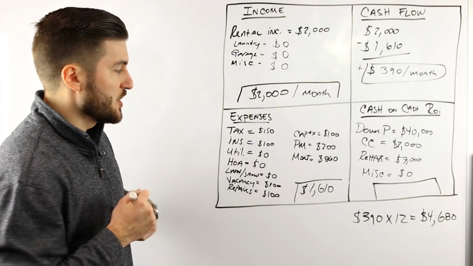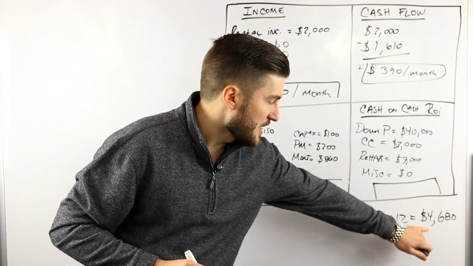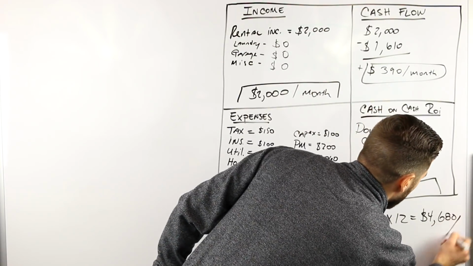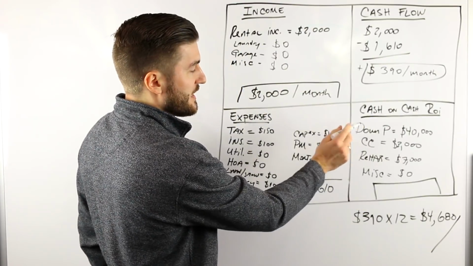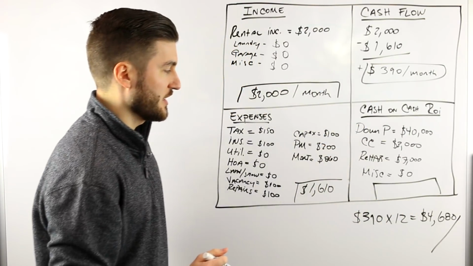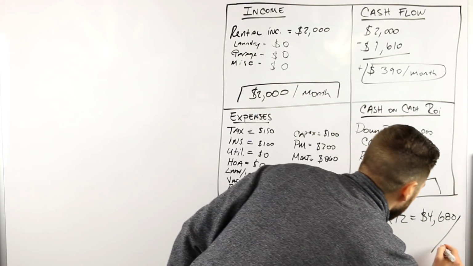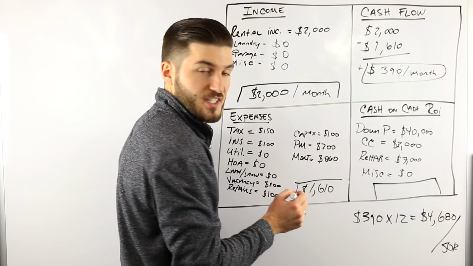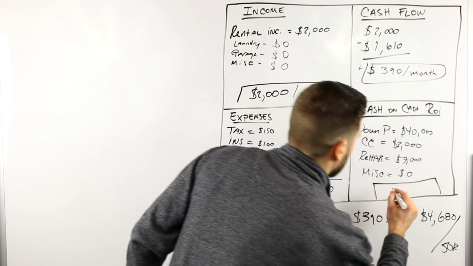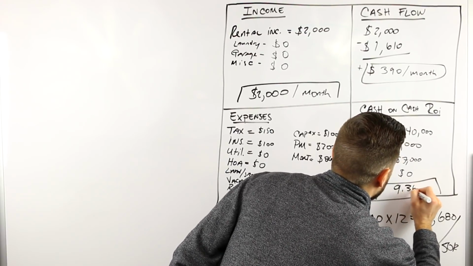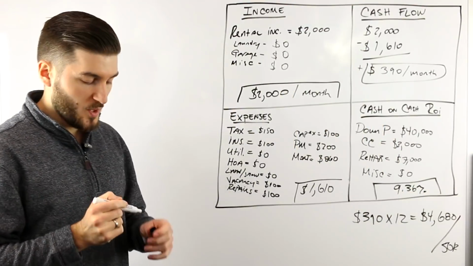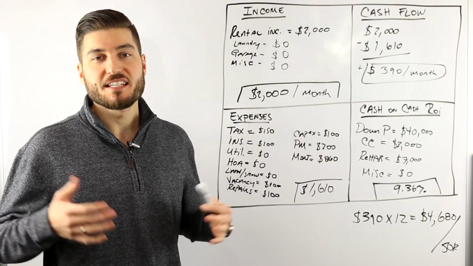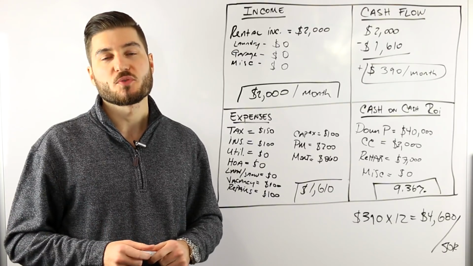Now, some of the people that are pretty good at math already know what the next steps are. You take the money that you make in 1 year, so this $4,680, and you divide it by the money that it took to get this return, okay? So this $4,680 divided by the $50K that we used up here, all the money in the deal, gets us a return of 9.36%.